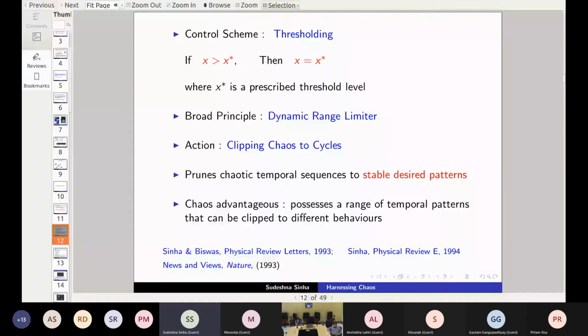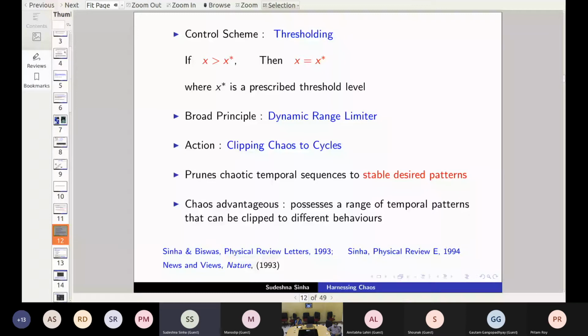So if I had to give it a broad name, a broad principle, I would call it a dynamic range limiter. It's actually very simple to implement. Of course, in the program, it's one line, but even in real life, as I found out later, it is actually one of the simpler control methods which one can implement.